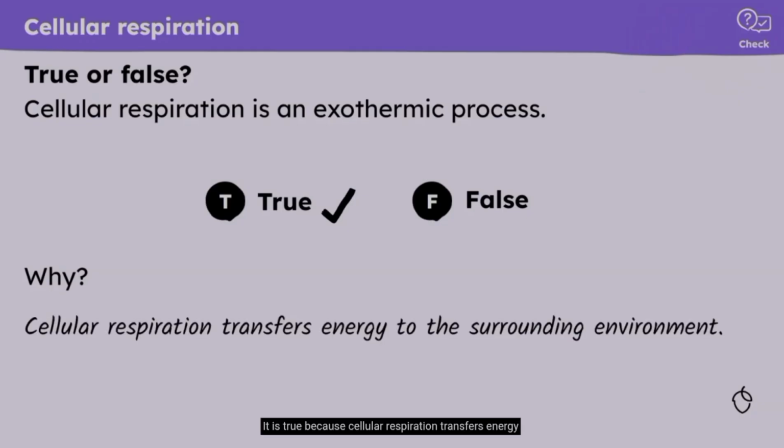It is true because cellular respiration transfers energy to the surrounding environment, and those kinds of chemical processes or chemical reactions, we refer to those as exothermic. Well done if you got that right.